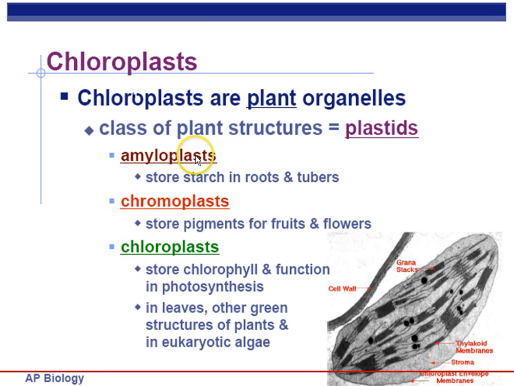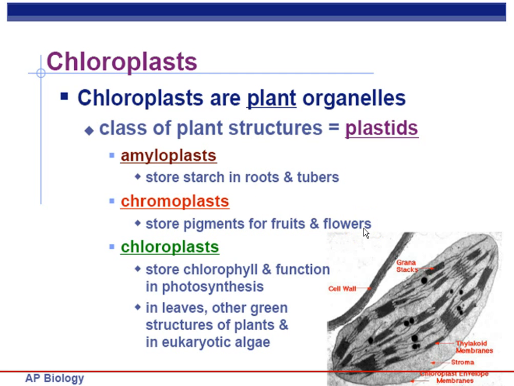Chloroplasts are plant organelles. They belong to a class of plant structures called plastids. Amylose is starch, so amyloplasts store starch. That's what a potato mainly is. Chromo means color, and chromoplasts store color pigments in fruits and vegetables as well as flowers.